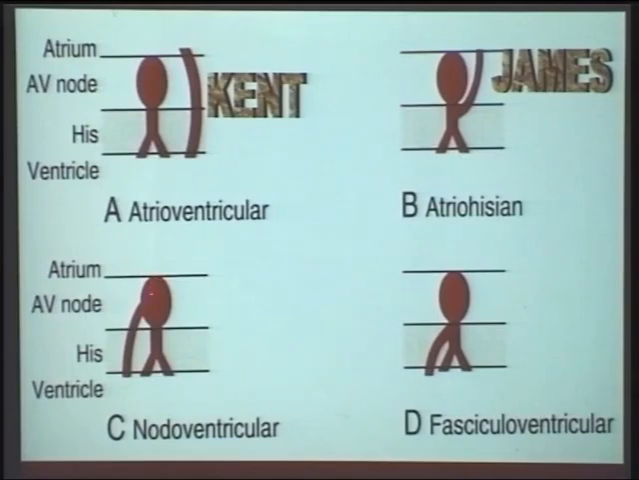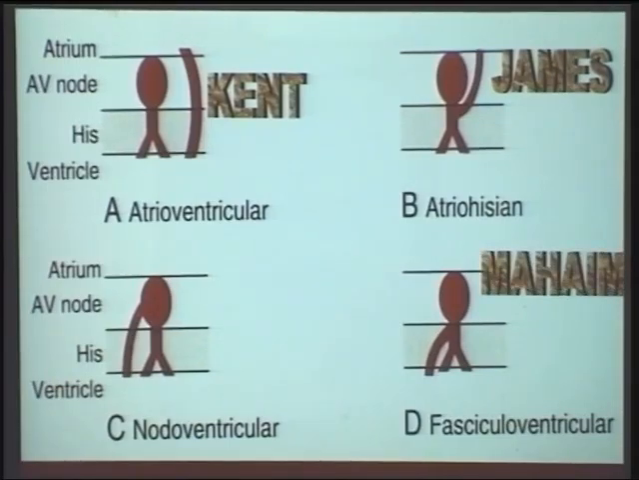The third pathway connects the atrioventricular node to the ventricle, or from the bundle of His to the ventricle. Instead of the normal conduction system, there is another pathway which can connect the His bundle to the ventricle, which is called Mahaim. So these are the three important pathways: Kent pathway, James pathway and Mahaim pathway. Atrioventricular, atriohisian, and hisian ventricular are the three pathways.